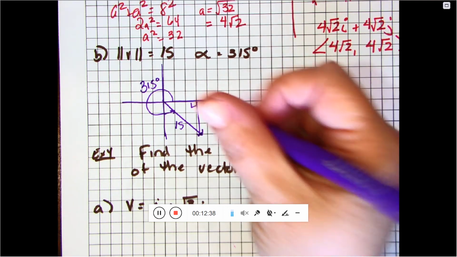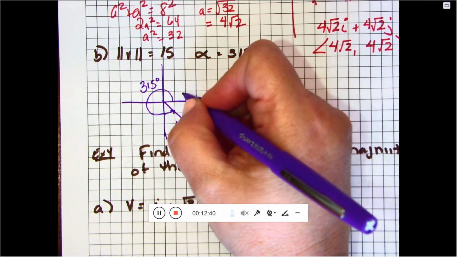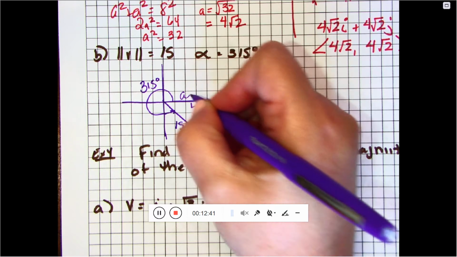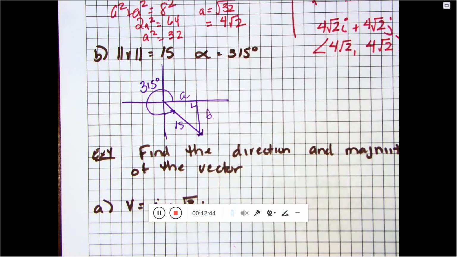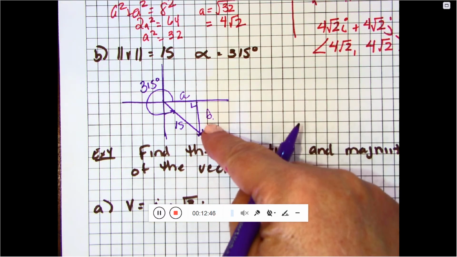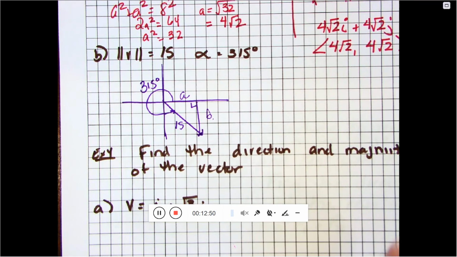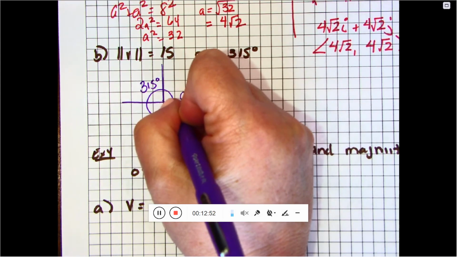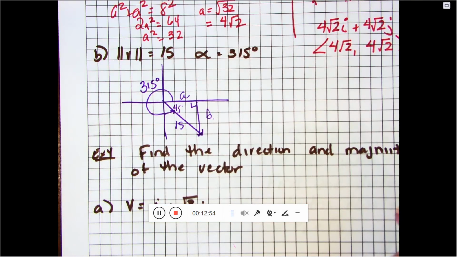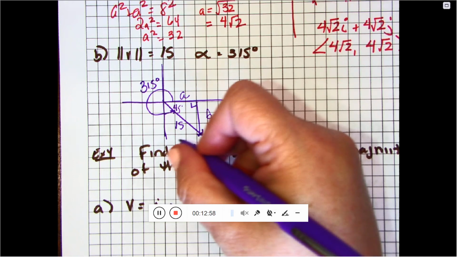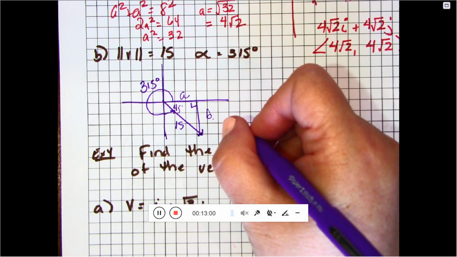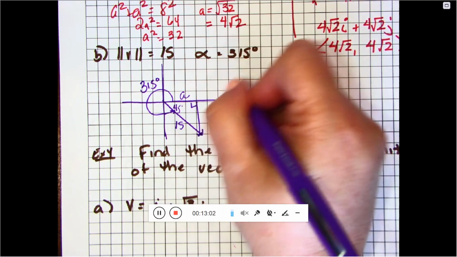So then I have my horizontal component and I have my vertical component. And in this case, my vertical component is going to be negative. My horizontal component is going to be positive. This would be a 45-degree angle, right? Because 315 plus 45 makes 360. So again, it's another 45-45 right triangle. So A and B are the same.